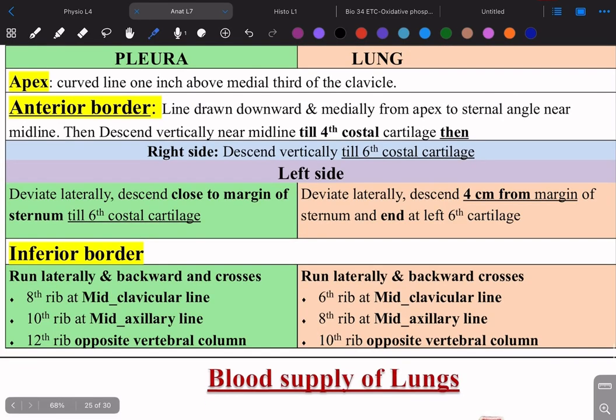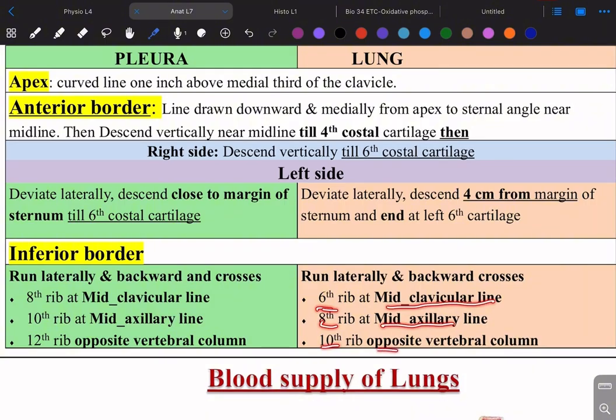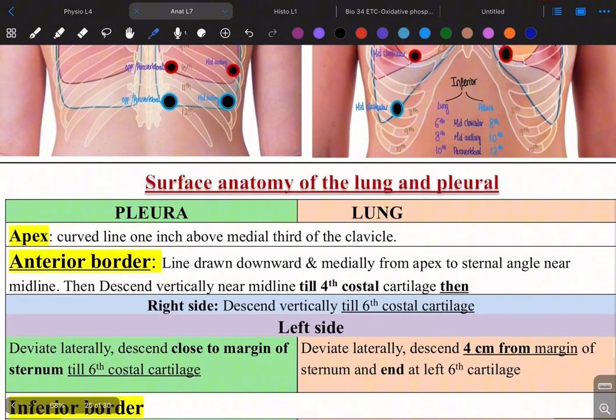Same thing. The green part is the pleura, we didn't mention it yet, okay? But here we said that for the backward or lateral, it's 6, 8 and 10. So we said 6 is mid-clavicular, 8 is mid-axillary, and 10th is opposite or paravertebral. Okay? Now let's move to the pleura.